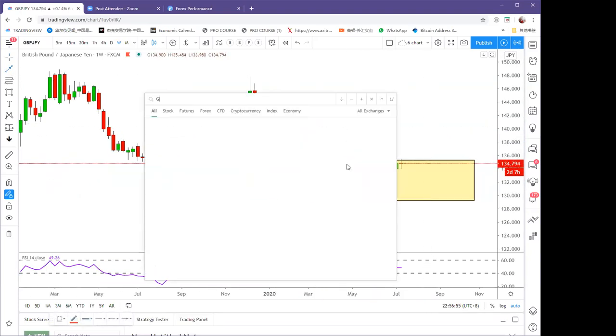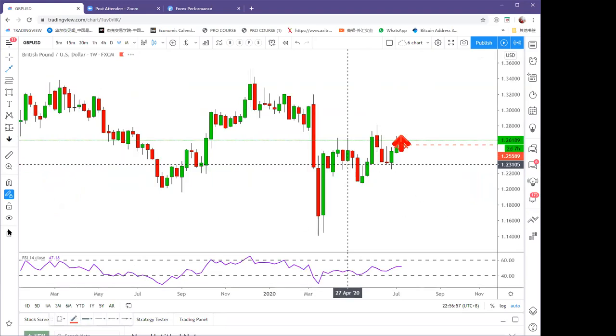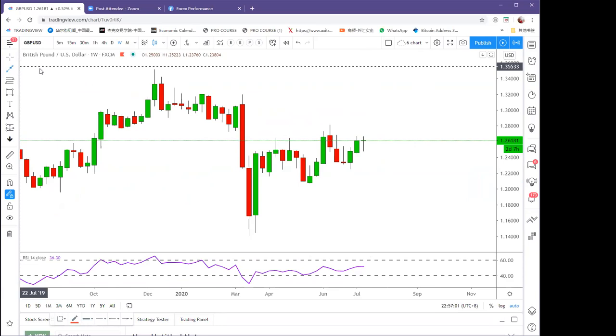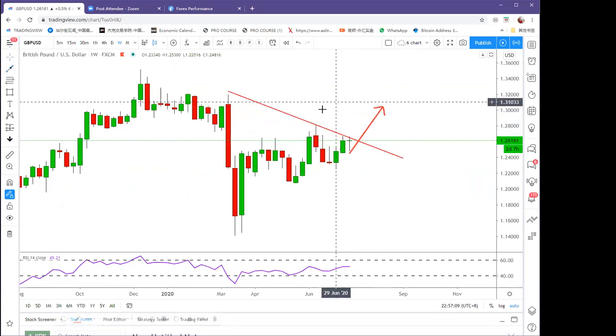So I think recently we should just focus on sterling dollar. Sterling dollar is really going to fly. The trend line is going to be broken. Once the trend line is broken, I think the sterling is easily pushed up. The dollar is weak.